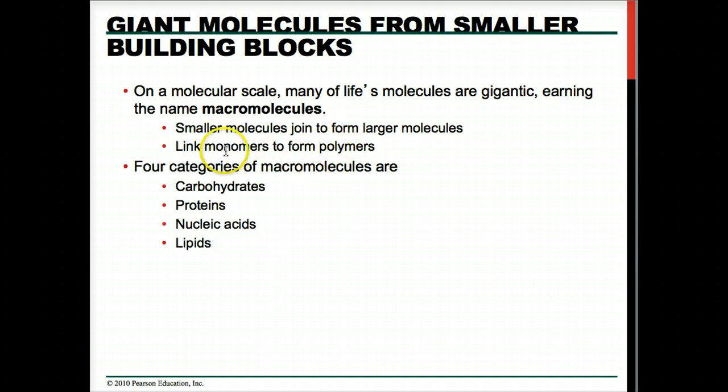So when we link, it's just like a building block, right? If you had tinker blocks, when you link these individual units together, you form these large polymers. Of these polymers, there are 4 categories, which we can also call macromolecules. And again, they're carbohydrates, proteins, nucleic acids, and lipids. We will be talking about each one of these macromolecules. We'll talk about their function within the body. We'll talk about their structure as well.